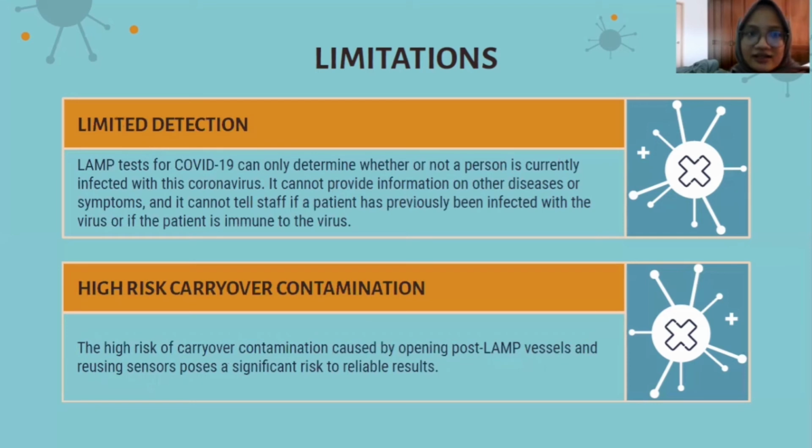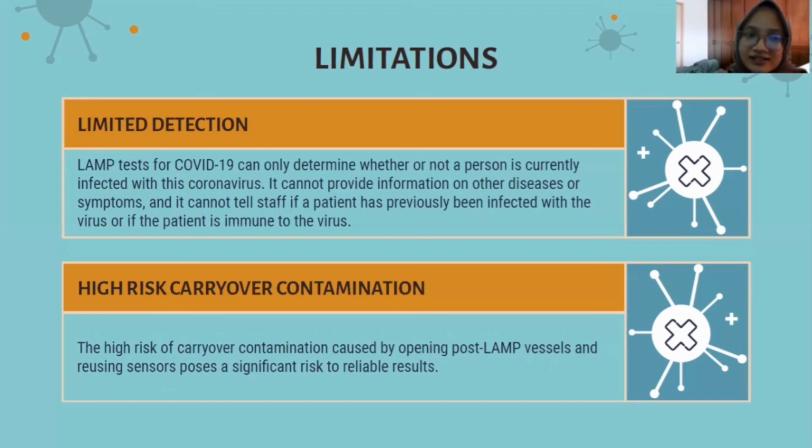Next one is that LAMP has limited detection, meaning that LAMP tests for COVID-19 can only determine whether or not a person is currently infected with coronavirus. It cannot provide information on other diseases or symptoms, and it also cannot tell us if a patient has previously been infected with the virus or if the patient is immune to the virus.